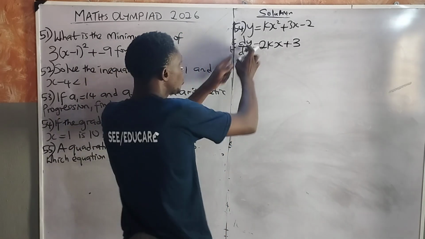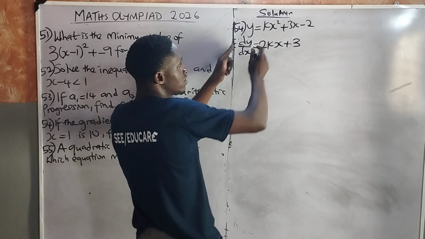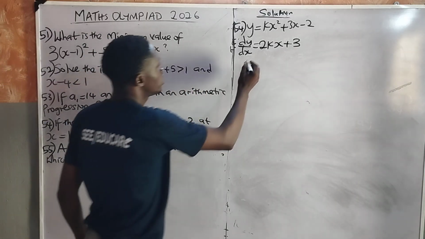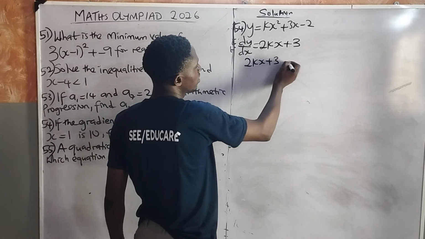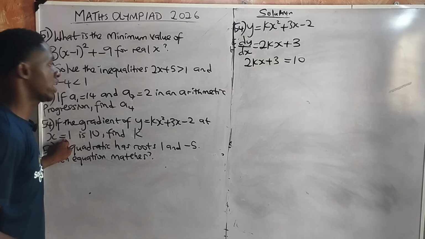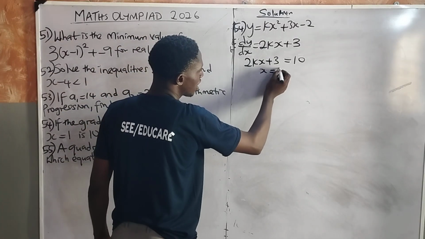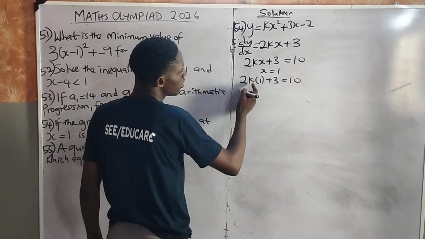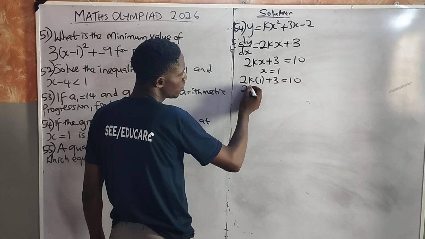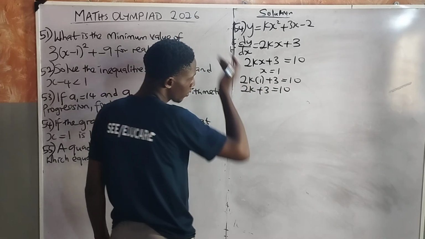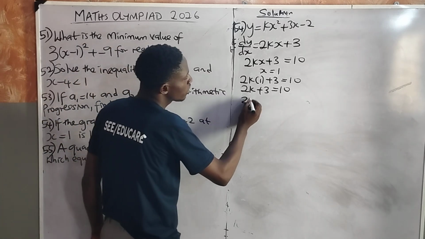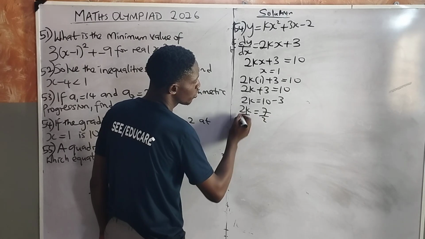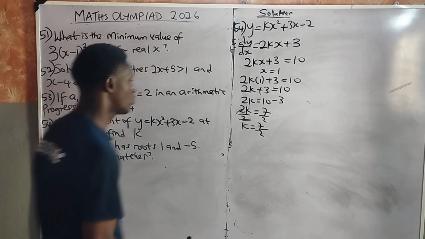Then going to here, we are told that this dy over dx is called the gradient or the slope. We are told that it is equal to 10. So this is 2kx plus 3 is equal to 10. And we are given the value of x as 1. Let's substitute. So we have 2k bracket 1 plus 3 is equal to 10. k times 1 is k, times 2 is 2k, plus 3 is equal to 10. Collecting like terms, we have 2k is equal to 10 minus 3. 2k is equal to 7. Dividing both sides by 2, our k is 7 over 2.